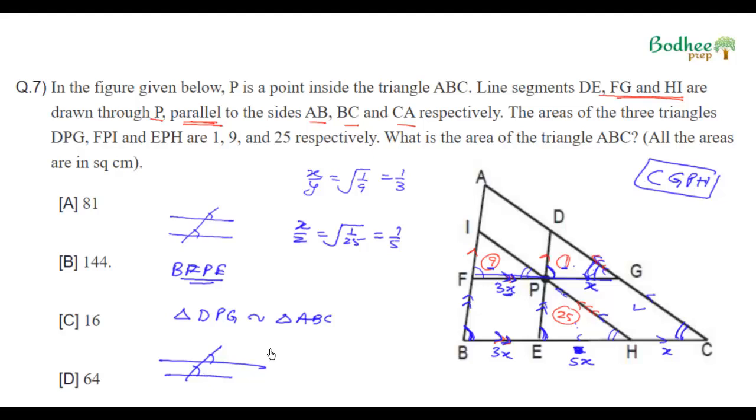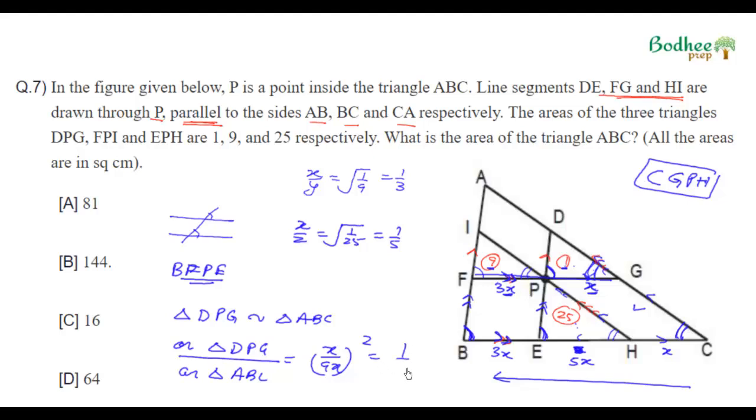So the ratio of their areas would be equal to the square of the ratio of their corresponding sides. So if I just remove this, then we can say that area of triangle DPG over area of triangle ABC will be equal to, the corresponding sides are x and this much, right? This is nothing but 3x, 5x and x, which is 9x. So this will be equal to x over 9x whole square, which comes out to be 1/81. Now we know that the area of triangle DPG is 1, so correspondingly the area of triangle ABC would be what? 81. So option A becomes the right answer.